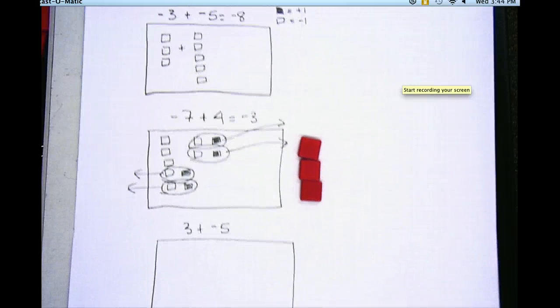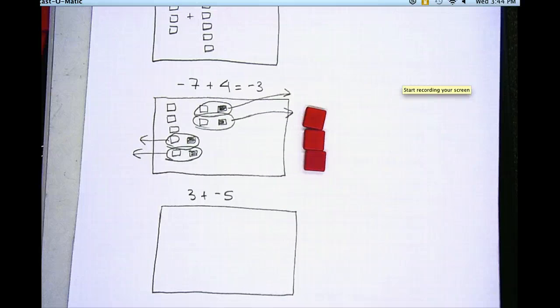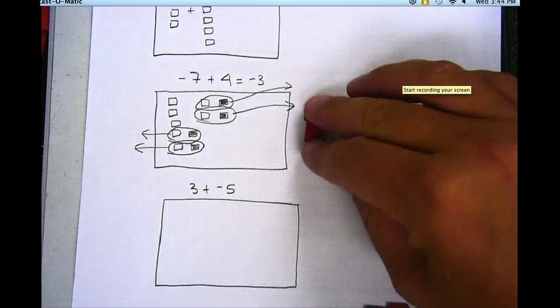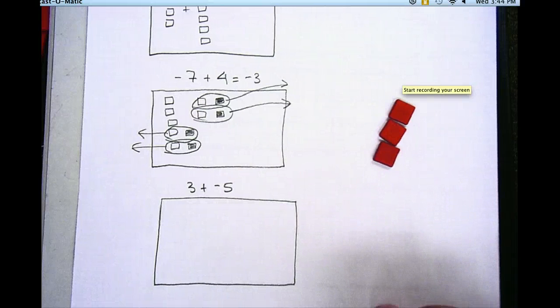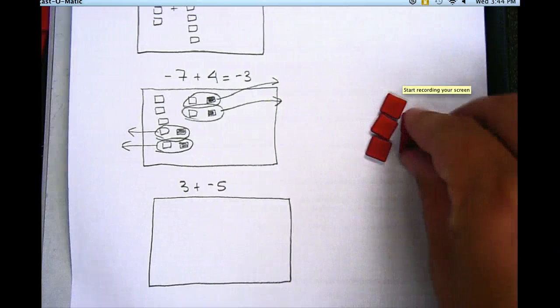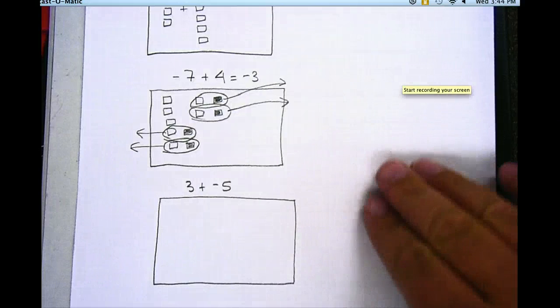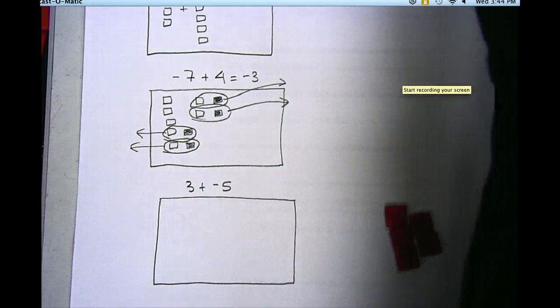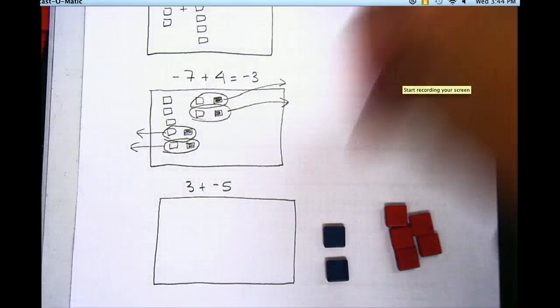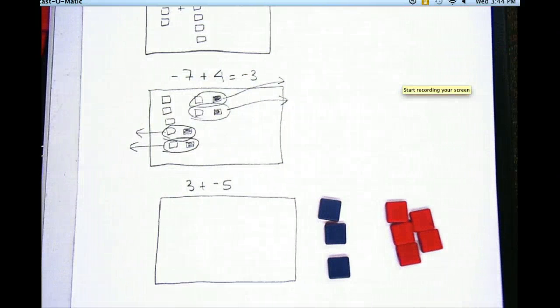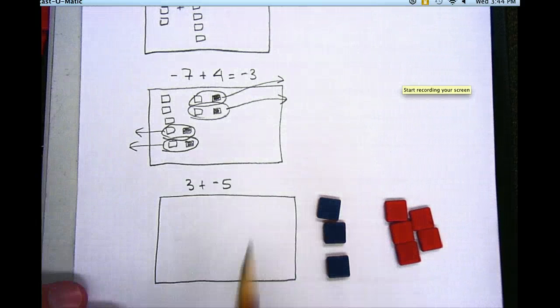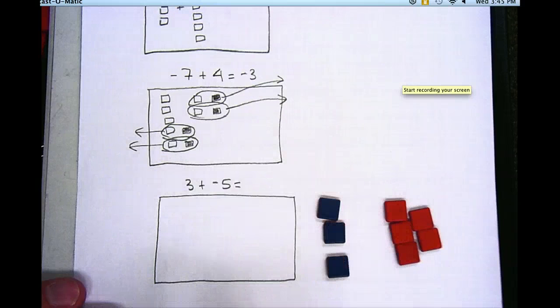The next one is going to be 3 plus -5. So I'm going to just leave them, since they're already like that. I'm going to just keep them like this. There's my -5. And there's my 3. So there's 3 plus -5. And I'm going to combine those and see what I have left over after I remove my 0 pairs.